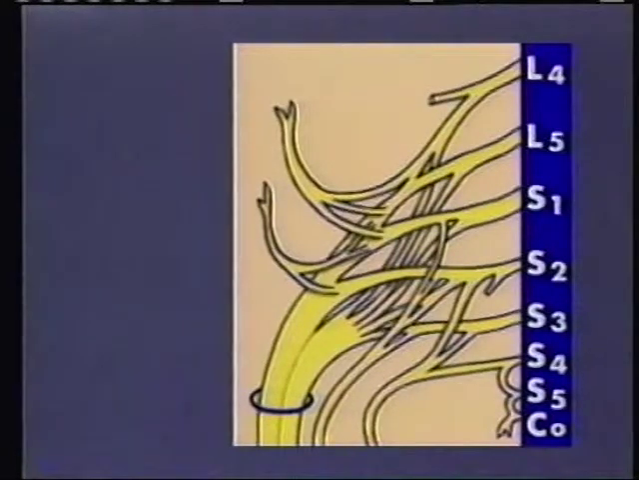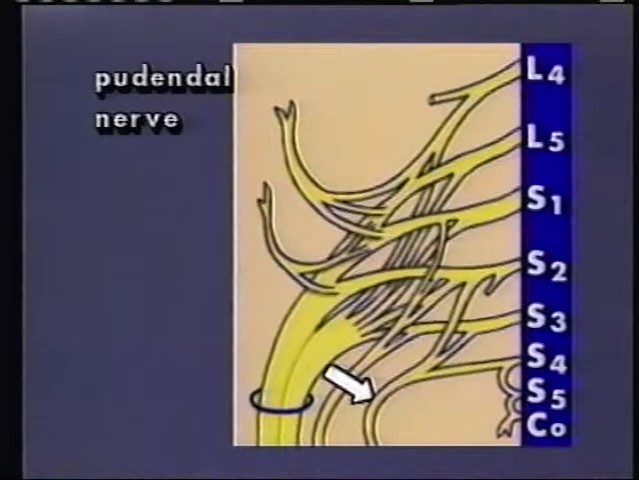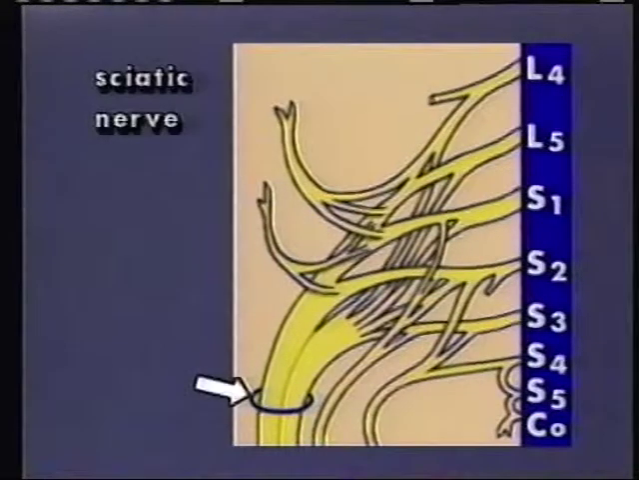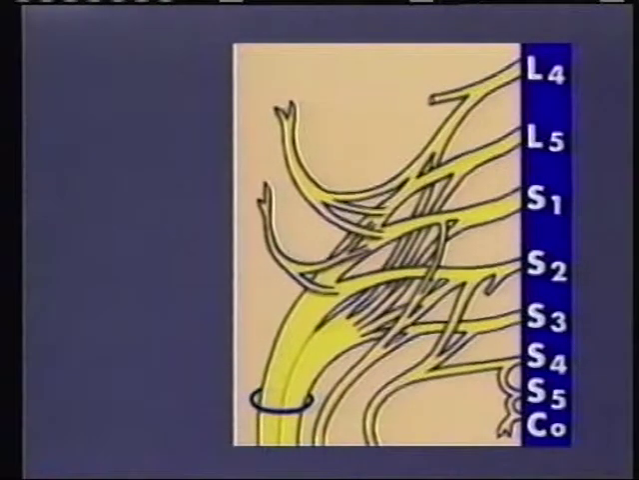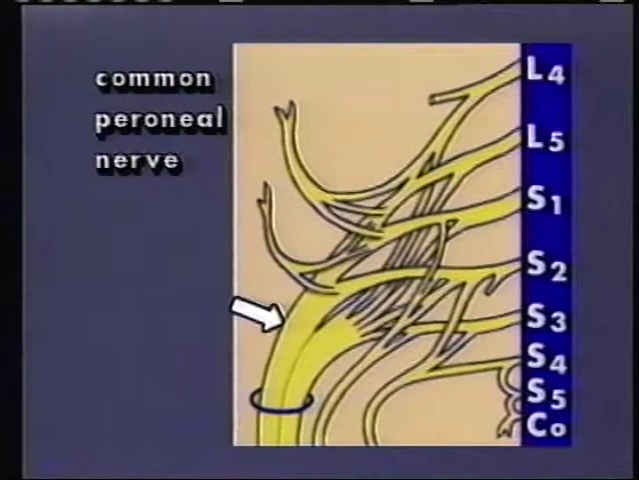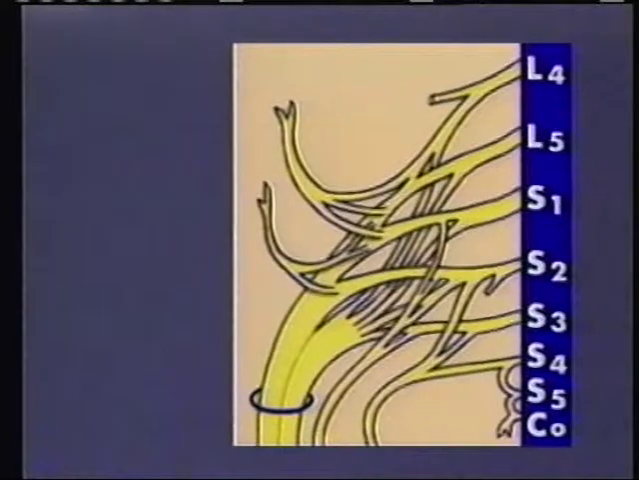Ventral rami of S2 through S4 contribute to the formation of the pudendal nerve, which innervates skin and muscles of the perineum. The largest nerve and longest nerve in the body, the sciatic, arises from L4, L5, and S1 through S3. It is actually two nerves, the tibial and common peroneal, which are contained within a common connective tissue sheath.